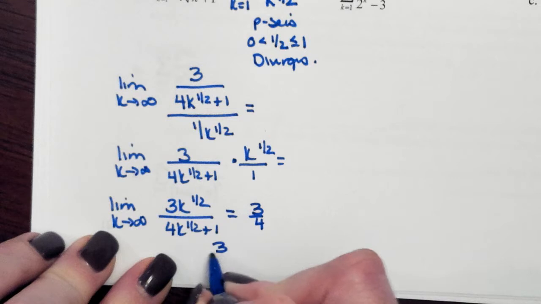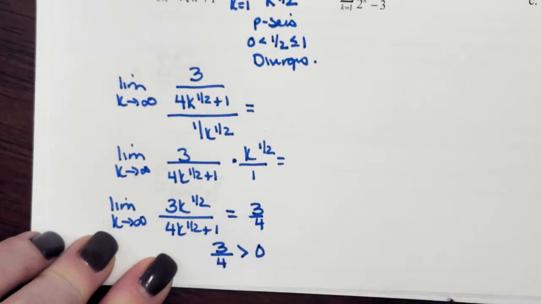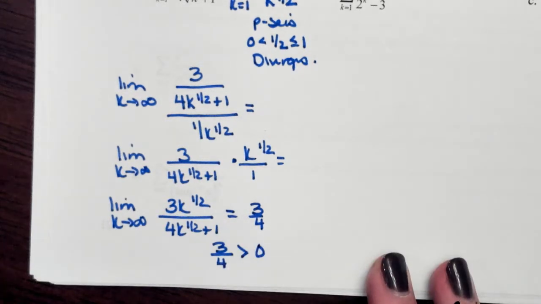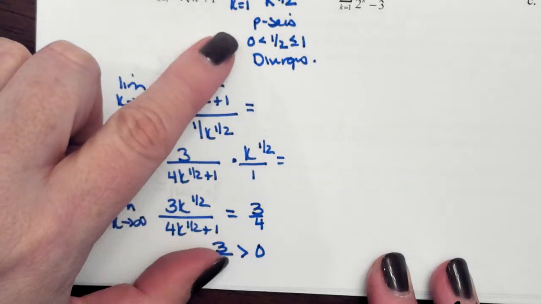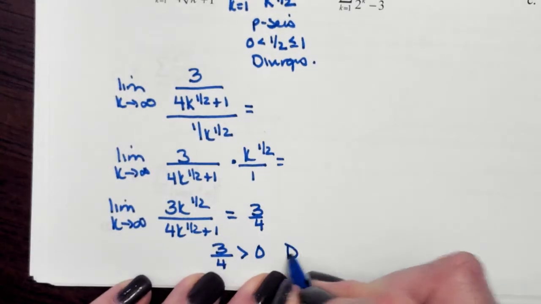So since 3/4 is greater than 0, by my limit comparison test, I know that both these series are going to have to behave the same way. So this original series is going to diverge.